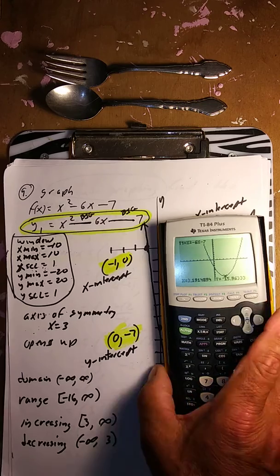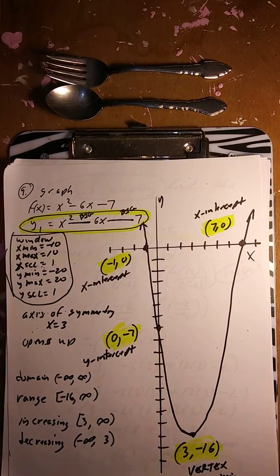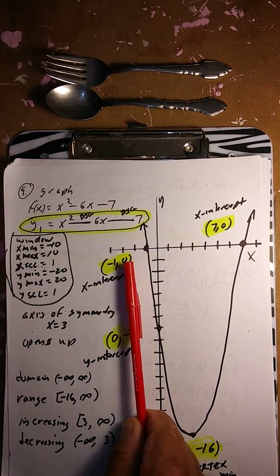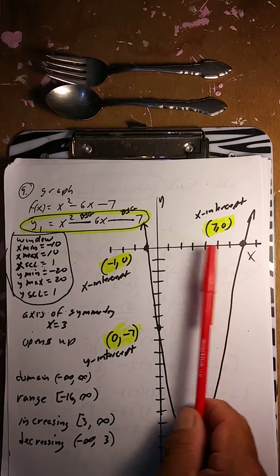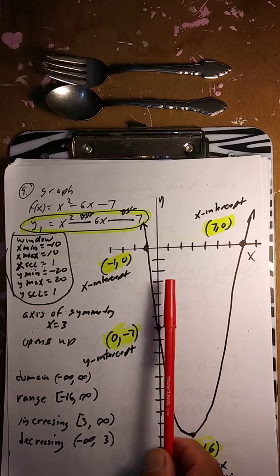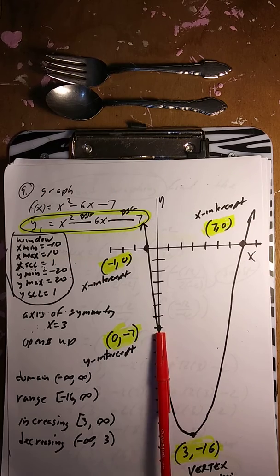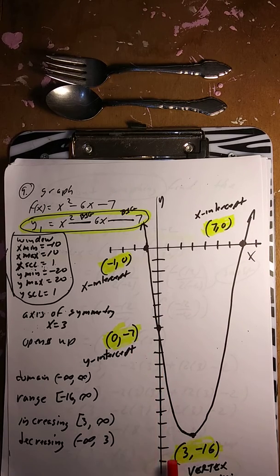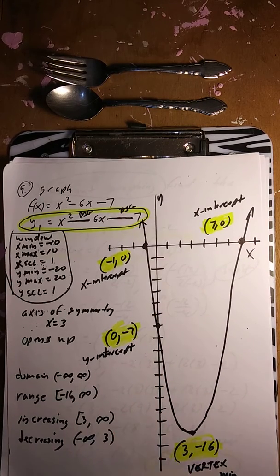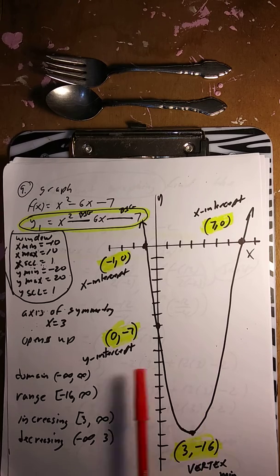Anyway, so we're going to get the x-intercepts at negative 1, 0 and 7, 0, and we have 0, -7 as the y-intercept, and 3, -16 is the vertex, and it's also a min. The axis of symmetry right here is going to be x equals 3. It opens up.